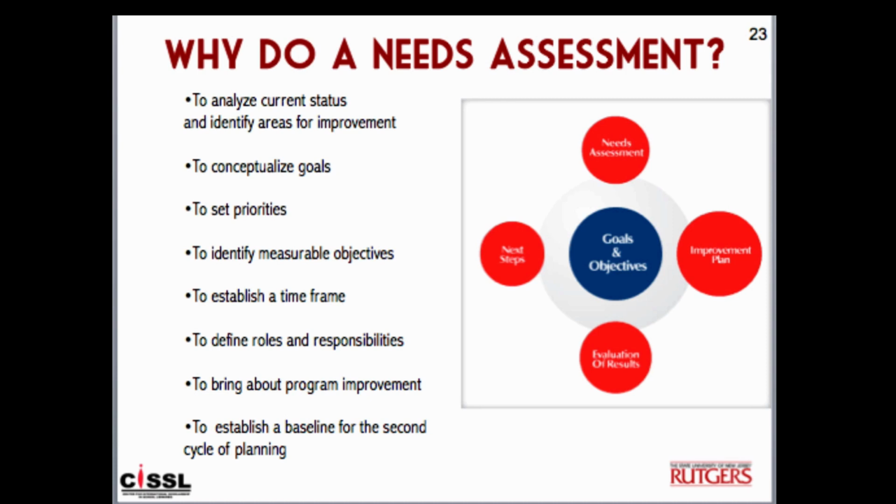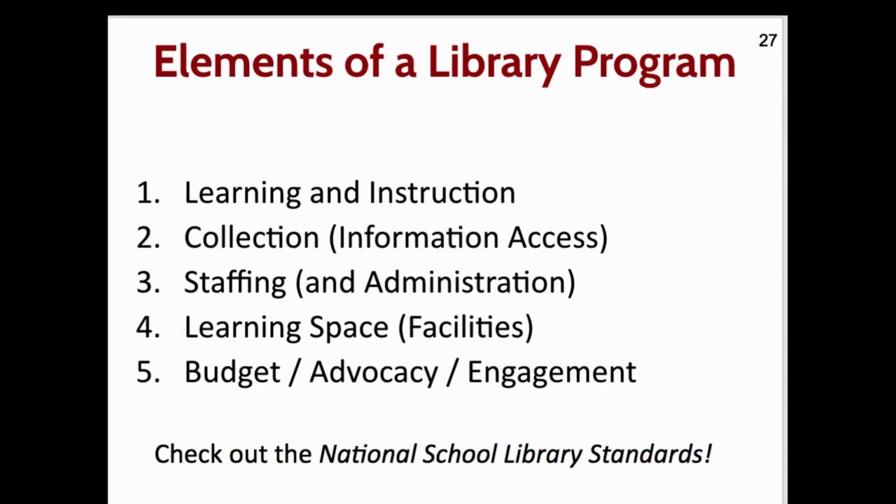There is no strategic plan until the needs assessment happens, because we need to understand the current status and the areas that need improvement. The needs assessment provides us with baseline information in order for us to be able to decide what our goals would be. How will we prioritize and set time frames, all set in the framework of bringing about program improvement. In order to structure your plan, we'll examine the elements of a library program. You'll also be referencing the National Library Standards.